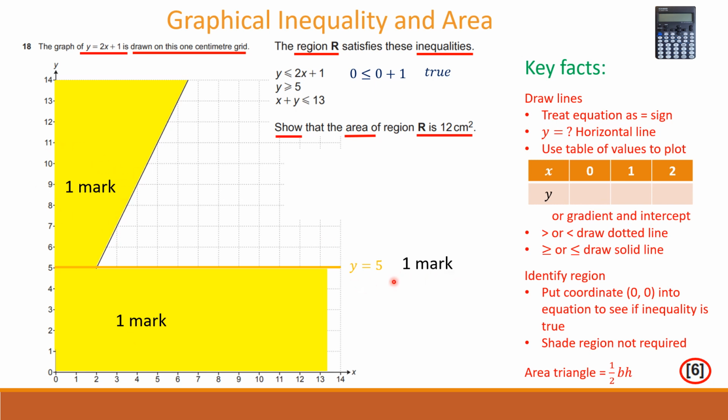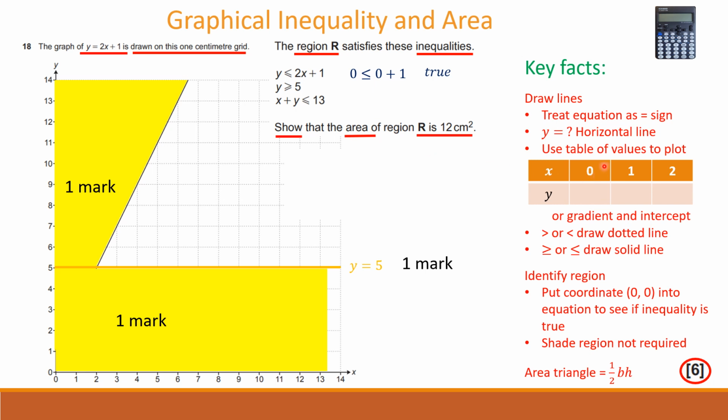for drawing this line. The next line we've got to draw is the trickiest. x plus y is equal to 13. Now you can do it by rearranging this equation and looking at the gradient and the y-intercept. We're going to do it by using the table of values first, and then I'll talk through the gradient and intercept so you can choose which one you prefer.